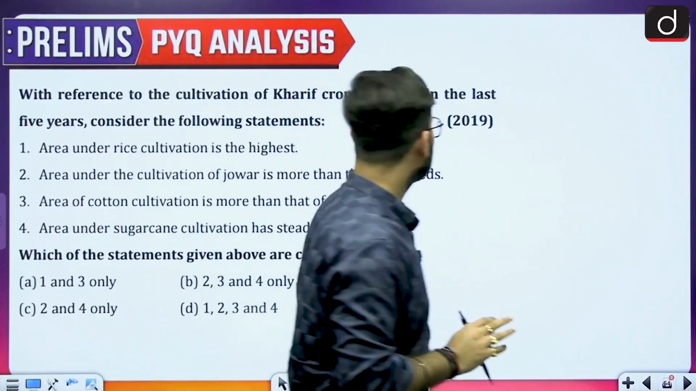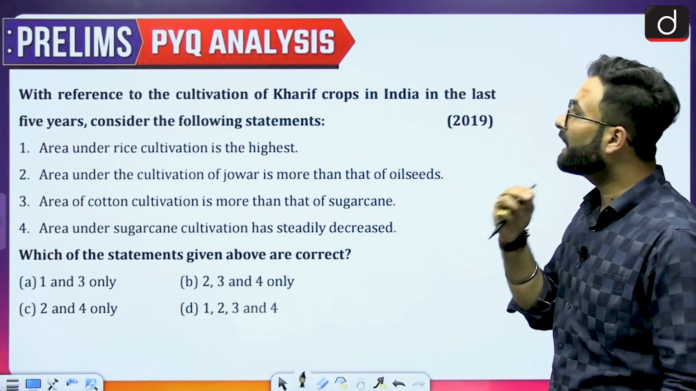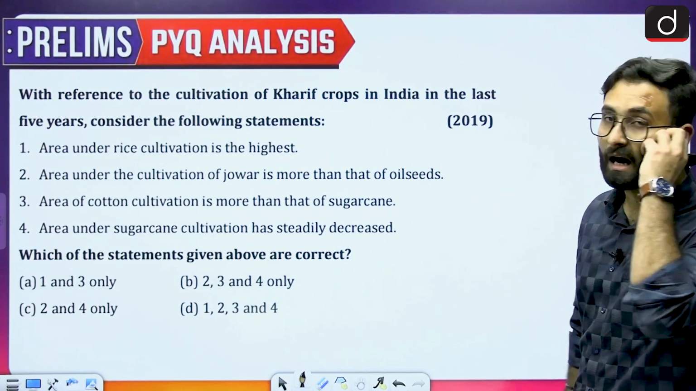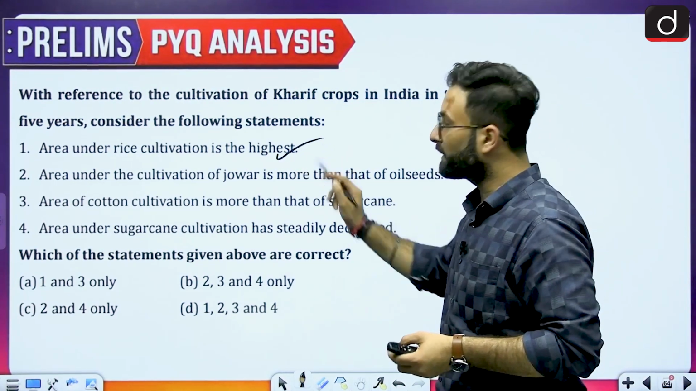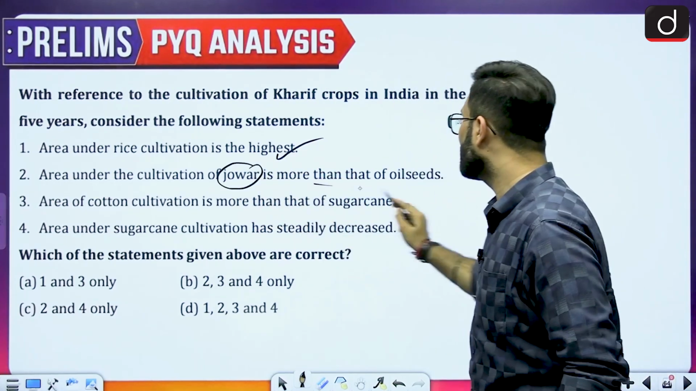Okay. So that is about this. Coming to the next one, with reference to the cultivation of Kharif crops in India in the last 5 years, consider the following statement: area under the rice cultivation is the highest. That can be true, because area under the rice cultivation can be high. Area under the cultivation of jowar is more than that of oil seeds.